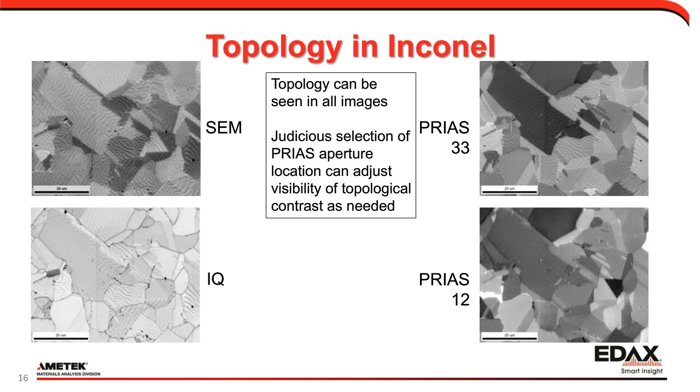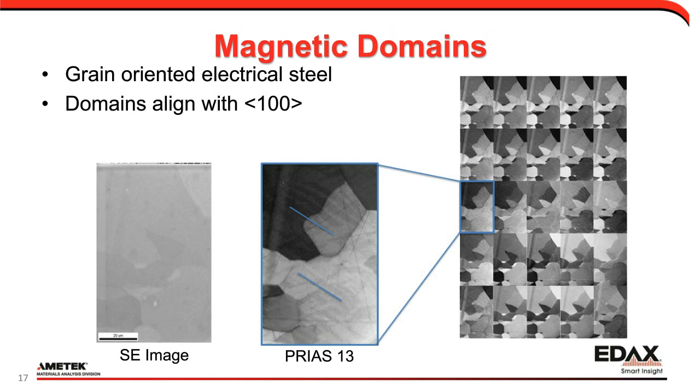Other less frequent contributions can also be observed. In this example, magnetic domains can be imaged in a few of the virtual apertures. The images show the usual features of aligning with the 100 planes and are continuous across the grain boundaries.